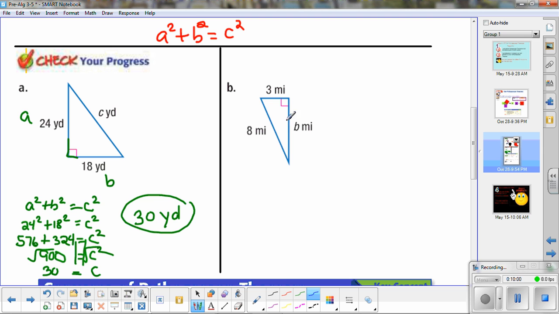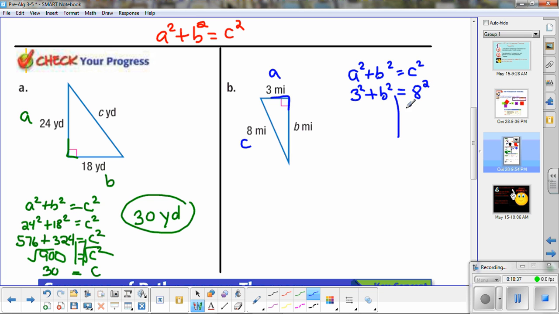In our next example, this one right here is labeled B, so this one has to be A, because remember A and B form the right angle, and that makes this one the hypotenuse, which is C. We're going to go ahead and write the Pythagorean theorem one more time. A squared plus B squared equals C squared. A is 3, so 3 squared, plus B, which we don't know, so we're going to leave that as B squared, equals C squared, and C is 8.